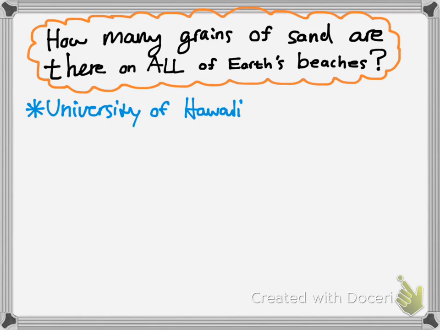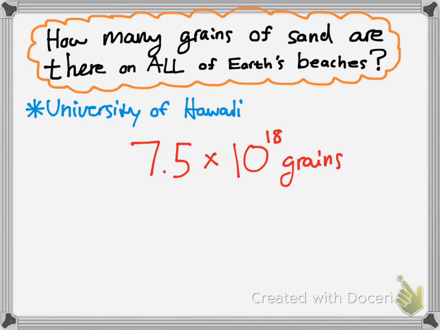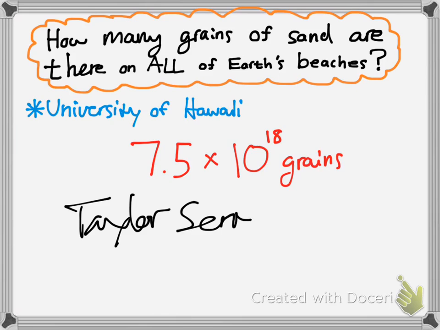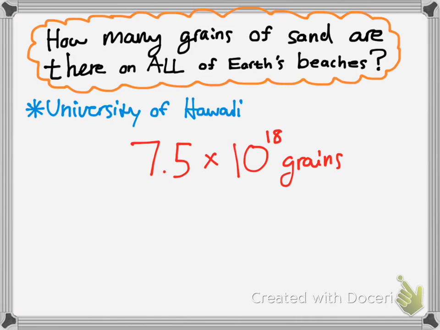Well, believe it or not, the University of Hawaii figured it out. The magic number is 7.5 times 10 to the 18 grains. How'd they figure that out? Well, it's kind of like how you do approximating in calculus, how you can approximate a tangent line at a certain point. Think of it as Taylor series approximations. It's kind of along those routes. But anyway, that's the number. But think of it in terms of perspective.